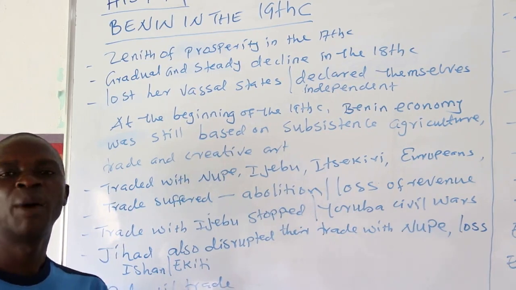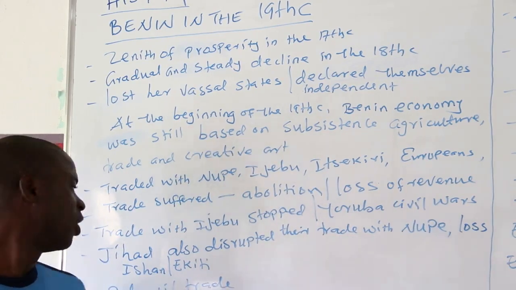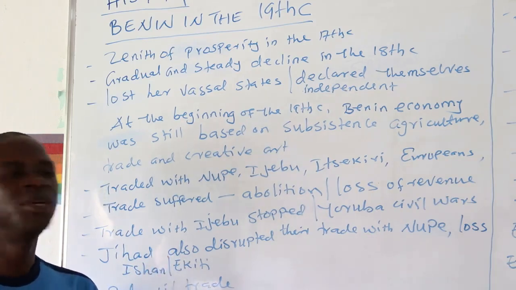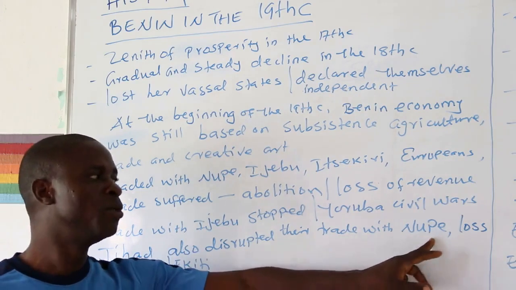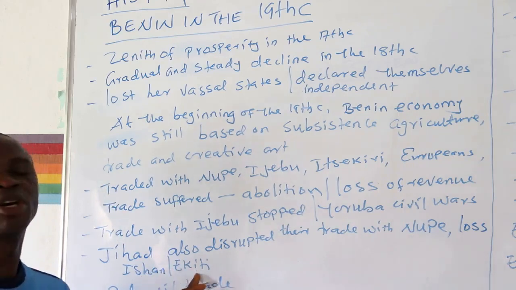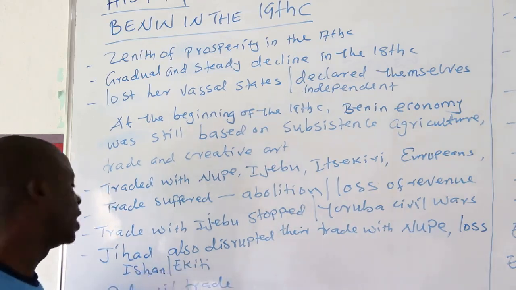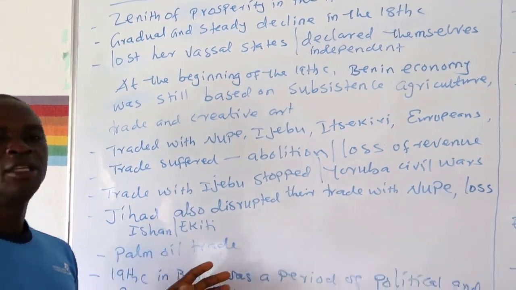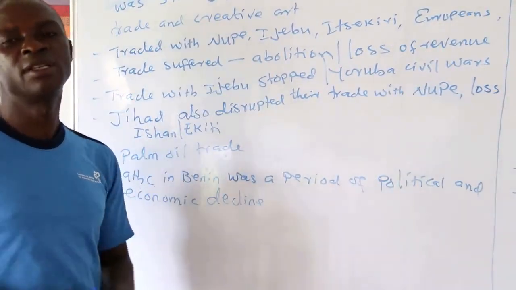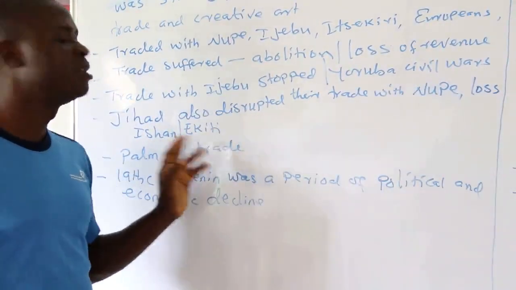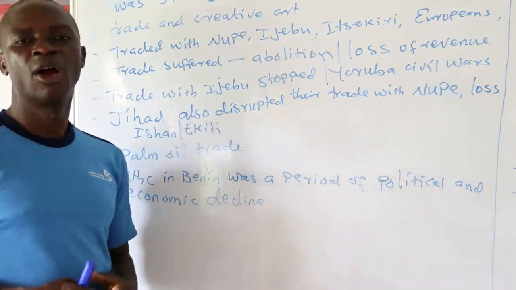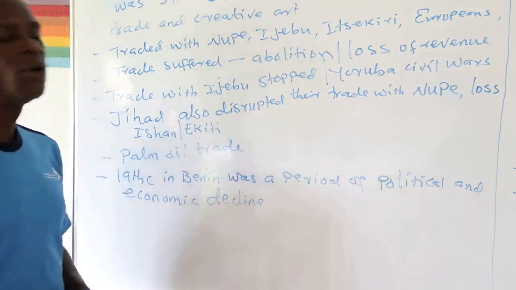Now, another event that happened in the 19th century that had effect on Benin was the issue of jihad. How did the jihad affect Benin? It also disrupted her trade with Nupe. And because of that, she lost Ishan and Ikiti, because the jihadists took over these two places. They cut them out of Benin because these two places were still under the control or influence of Benin. So since the jihadists had taken over these two places, the revenue that Benin used to get from them was no longer coming. So it also affected her economically.